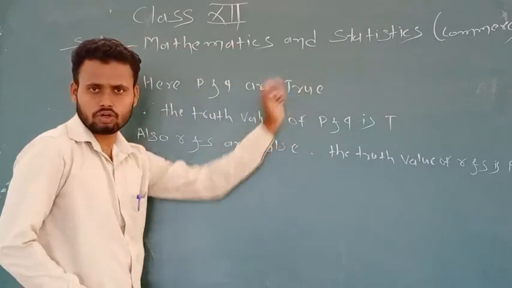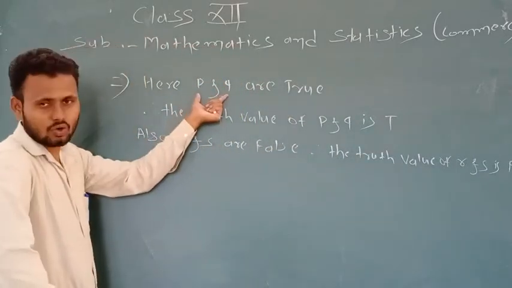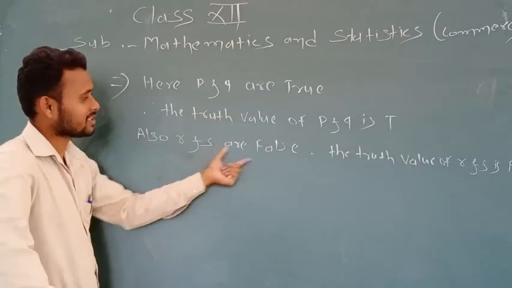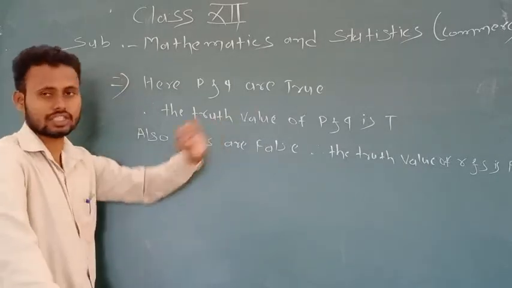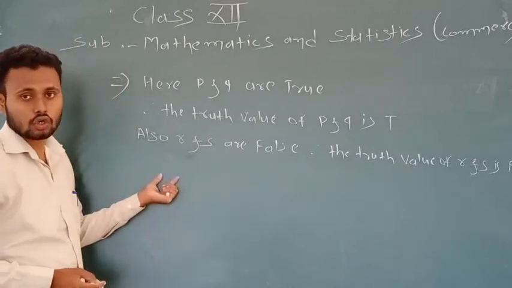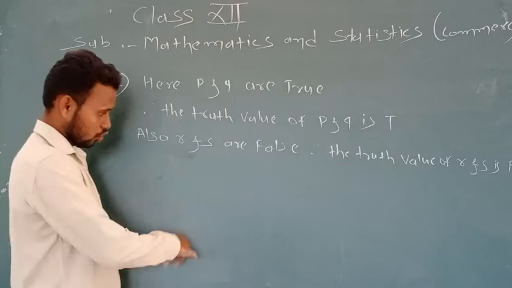We wrote this from the given. P and Q are true statements, therefore its truth value is T. Also R and S are false, therefore its truth value is F. Now to find, next line what? To find the truth value of, we need to find out the truth value of what?